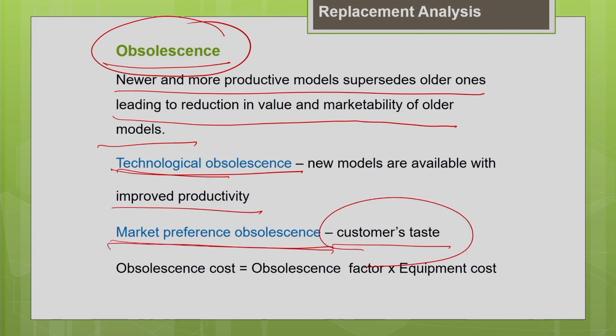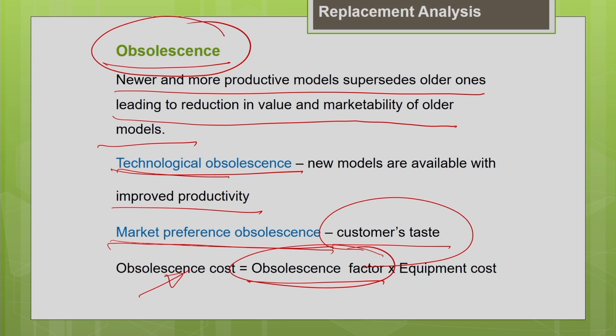So there are different types of obsolescence. This obsolescence value is expressed as a percentage of equipment cost. I can get this factor from literature for different types of equipment and different operating conditions. We can make use of that for estimating this obsolescence cost.